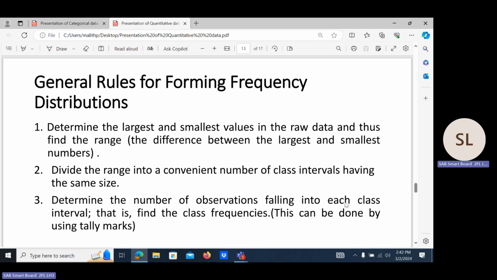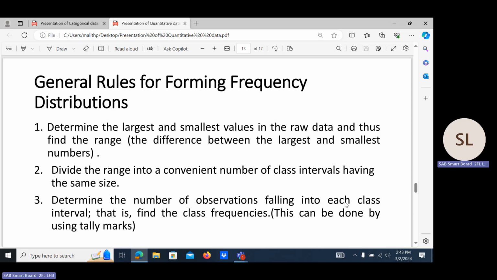Then think you have the raw data set. We cannot easily understand and identify the repeated values. No? Raw data set. There's no systematic arrangement. Okay, then how to take the frequency of each class interval? Using what? Tally marks. Remember? Tally marks. Then we write the dashes in 5. Then 4. Then the fifth one we cut.